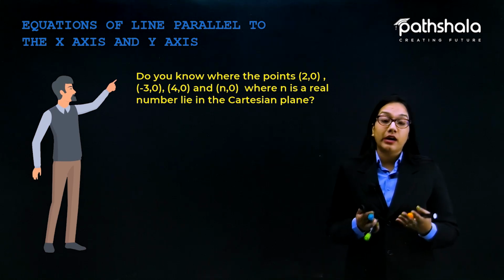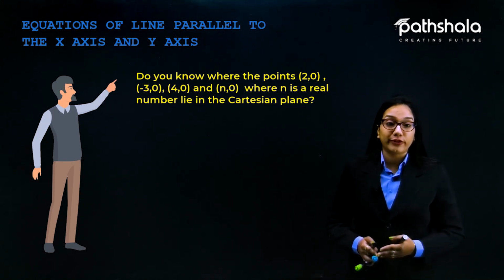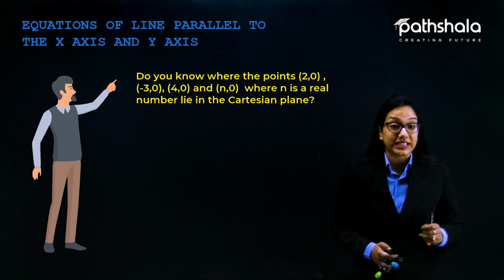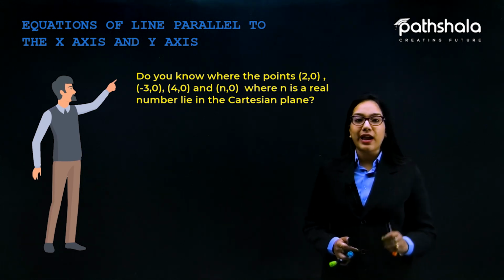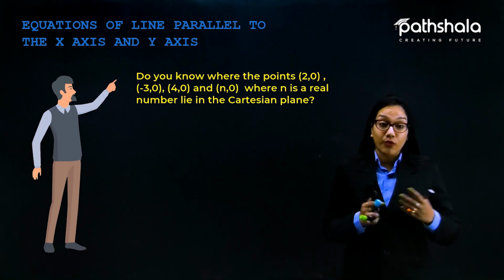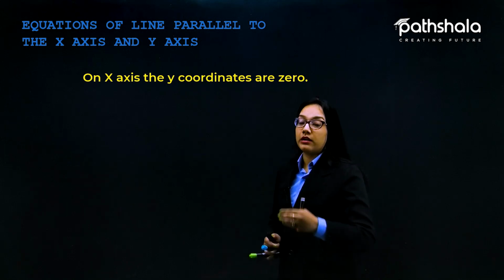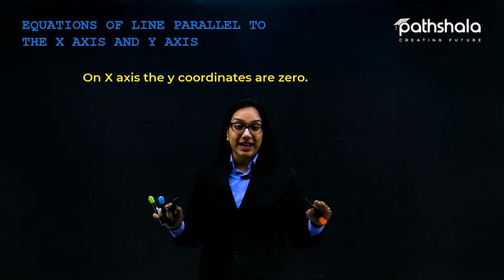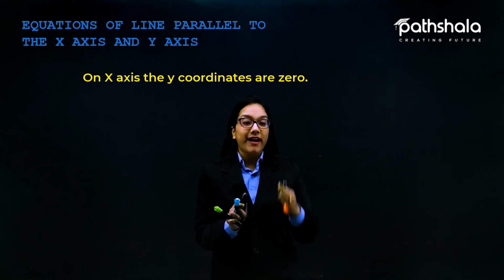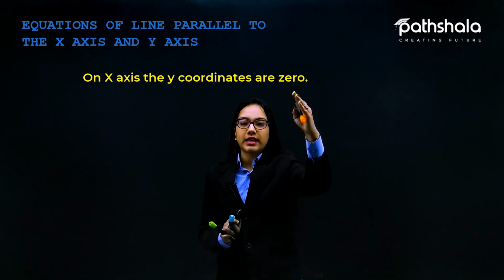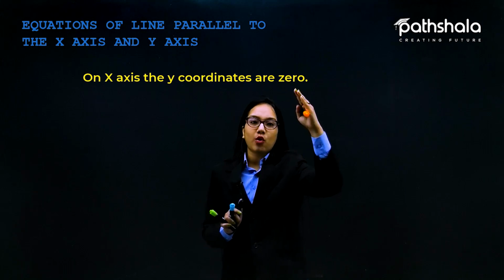Yes, we are already aware of such coordinates, that they always lie on the x-axis. Why so? Let's see. First of all, we are talking about the x-axis, and on the x-axis the y coordinates are always 0. We know this fact.